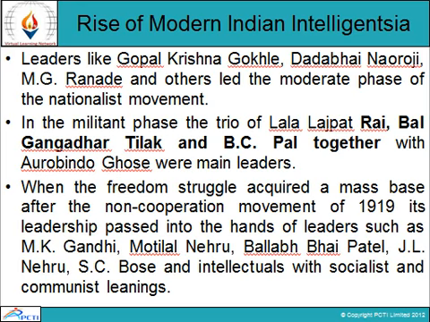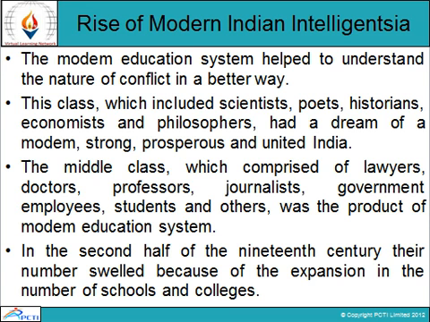In the militant phase, the trio of Lala Lajpat Rai, Bal Gangadhar Tilak and B.C. Pal, together with Aurobindo Ghosh, were the main leaders. When the freedom struggle acquired a mass base after the non-cooperation movement in 1920, its leadership passed into the hands of leaders such as M.K. Gandhi, Motilal Nehru, Vallabhbhai Patel, J.L. Nehru, S.C. Bose, and intellectuals with socialist and communist leanings.